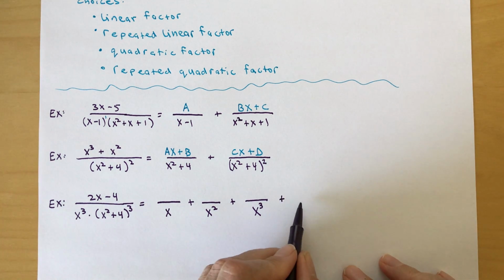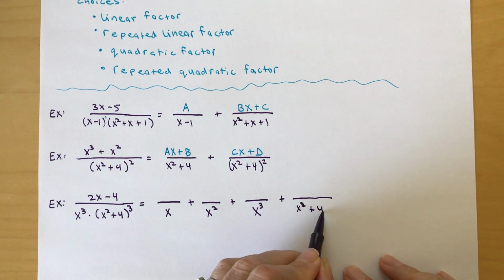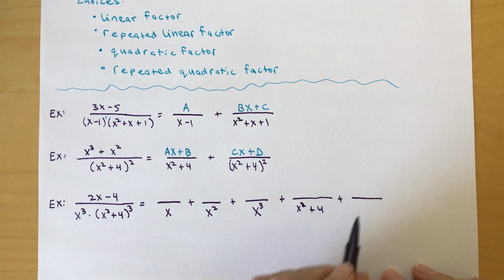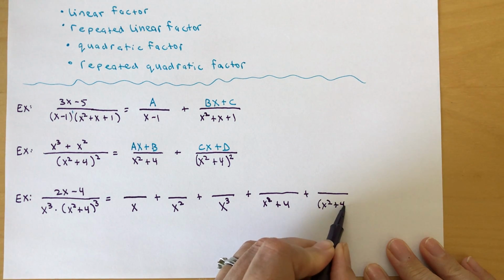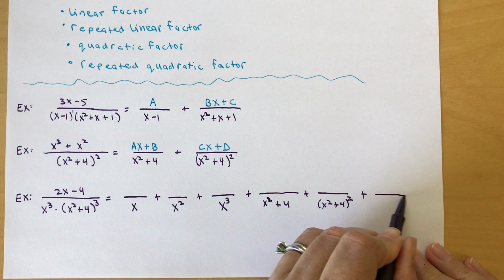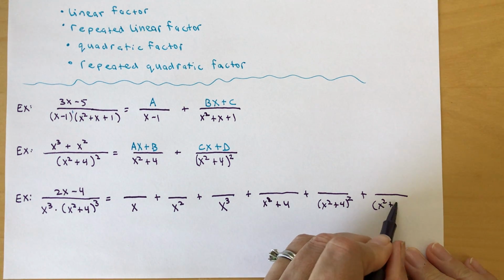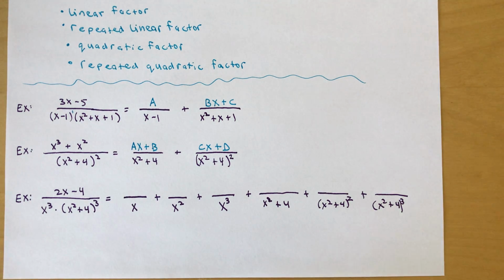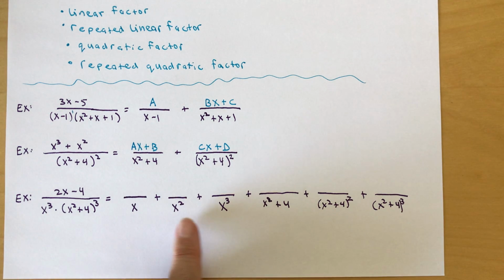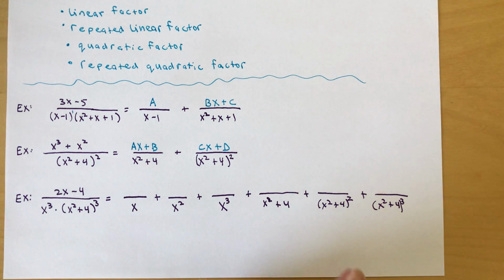And then with the x squared plus 4 cubed, you might have one with an x squared plus 4, you could have one with an x squared plus 4 squared, and you could have one with an x squared plus 4 cubed. Now, to decide what the numerator has to be, you have to be able to look at these and know whether they are quadratic factors, repeated quadratic factors, linear factors, or repeated linear factors.